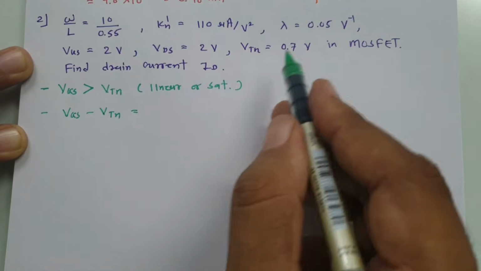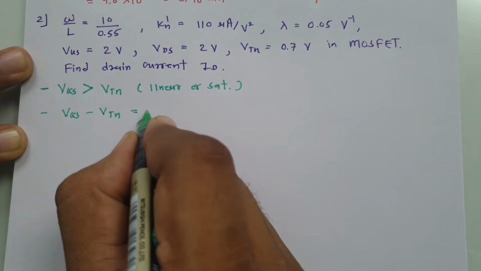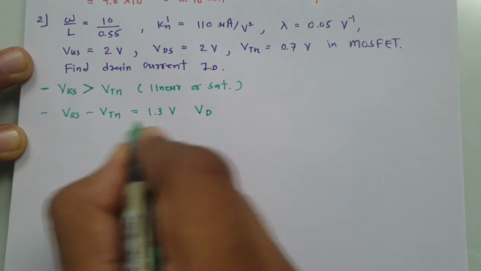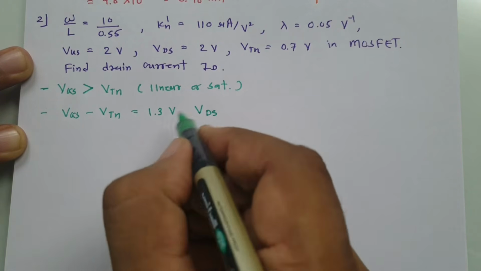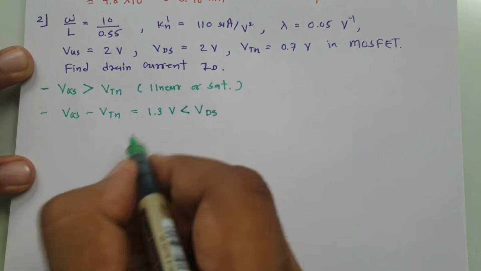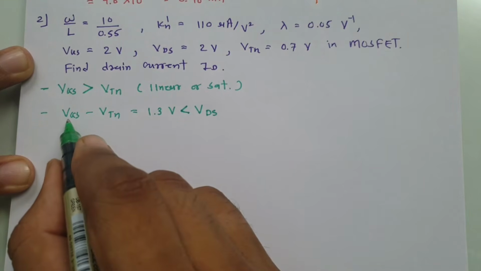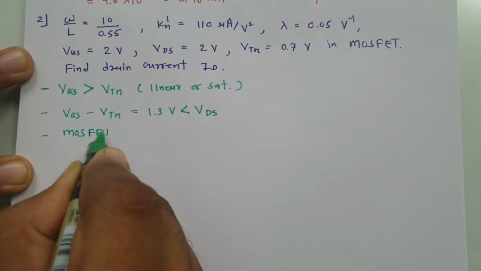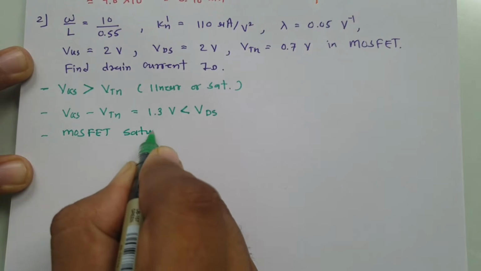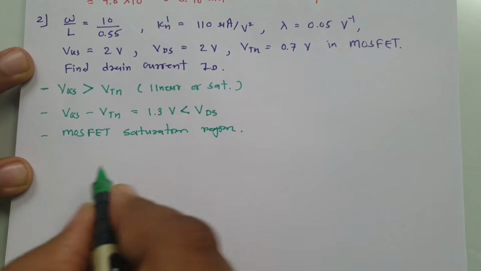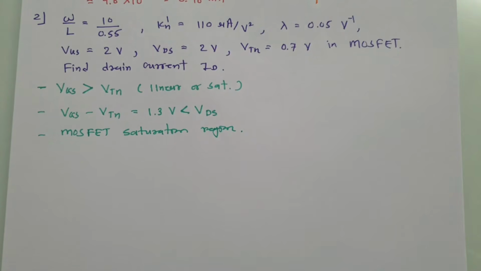VGS is 2, VTN is 0.7, so VGS minus VTN is 1.3 volts, and we need to see the relation between VGS minus VTN and VDS. Now VDS is 2 volts, so VDS is greater than VGS minus VTN. So as VDS is greater than VGS minus VTN, we can say the MOSFET is in the saturation region. Right. So now we have the idea that the MOSFET is in the saturation region.